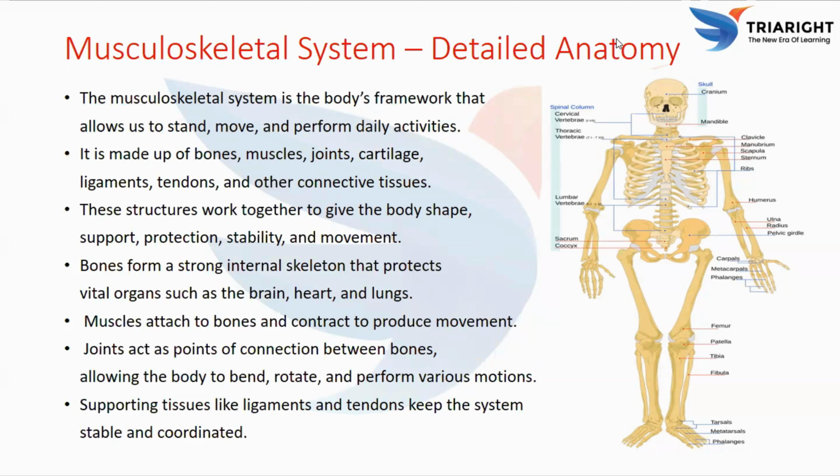So what do these parts do within the musculoskeletal system? All these structures work together to give shape to the body and allow us to stand, sit, walk, run and do daily activities. Bones protect most of the important organs. For example, the skull protects the brain and the ribcage protects the heart and lungs. Muscles pull on bones when they contract, which creates movement. Joints help the body bend, twist and rotate, whereas ligaments and tendons keep everything stable and working smoothly.